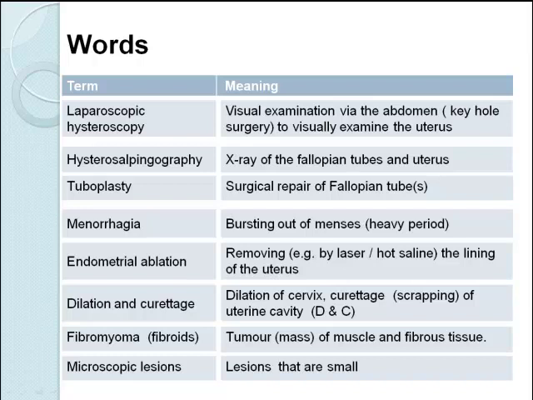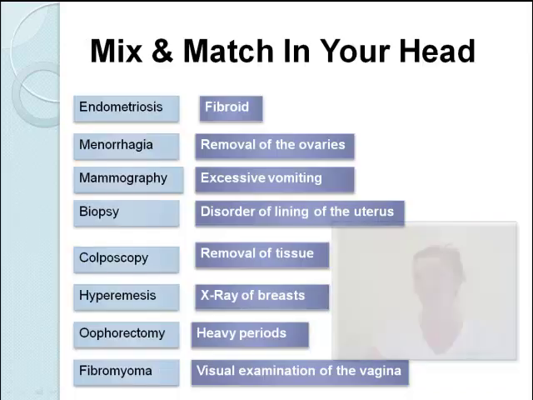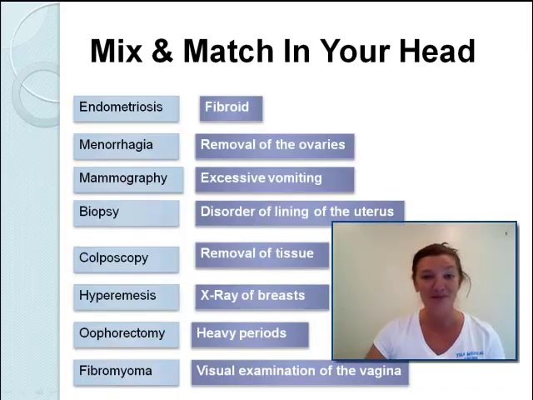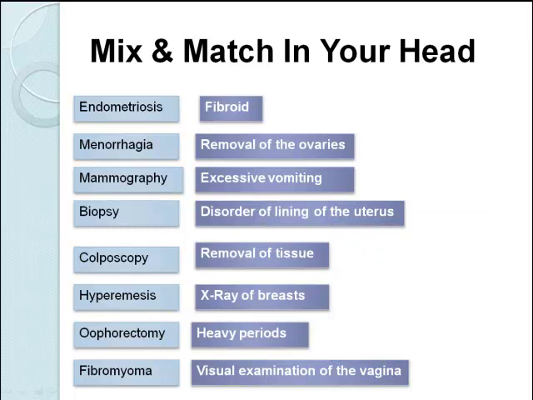And next we have in your head. It's time for a bit of mix and match in your head. So let's get cracking. On the left-hand side we have endometriosis, menorrhagia, mammography, biopsy, colposcopy, hyperemesis, oophorectomy and fibromyoma. Give you a moment to think about those and see what you think they mean.